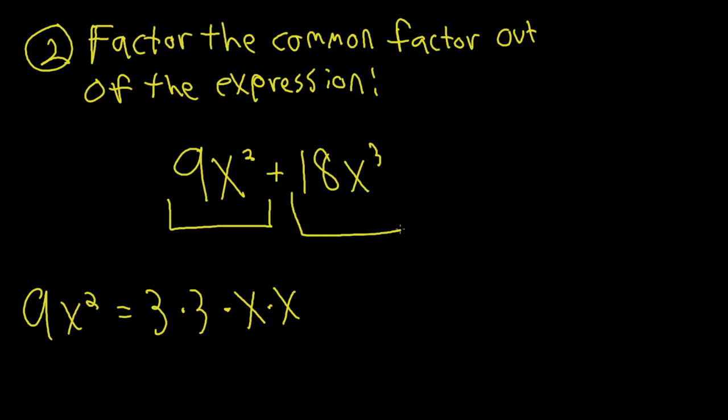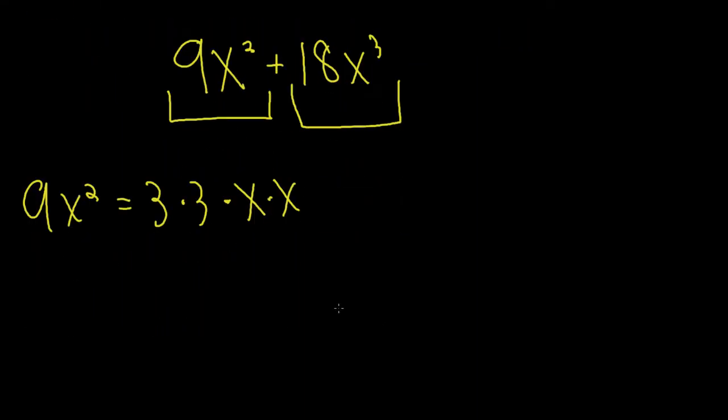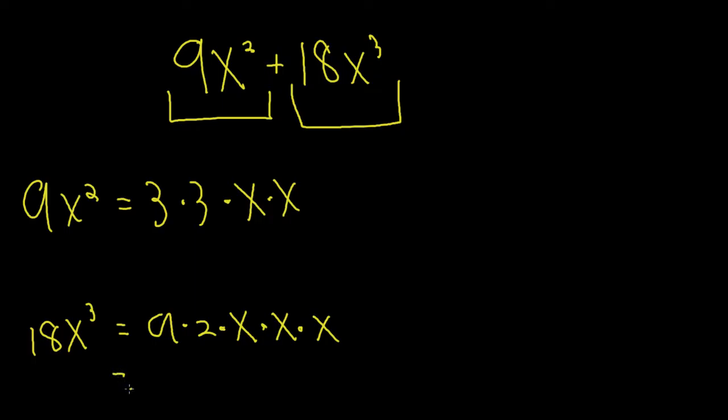Alright, now my second term is 18x to the third. So 18x to the third is the same thing as 9 times 2 times x times x times x. And 9 is the same thing, because 9 is not a prime number, 9 is the same thing as 3 times 3. And then we write everything else. So 2 times x times x times x.